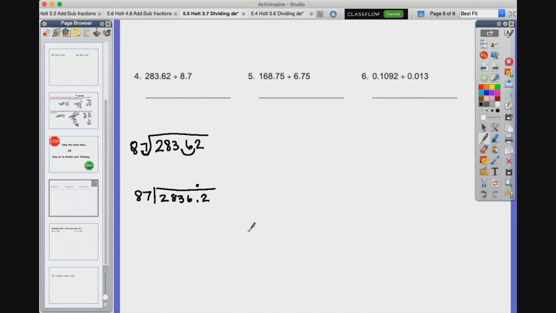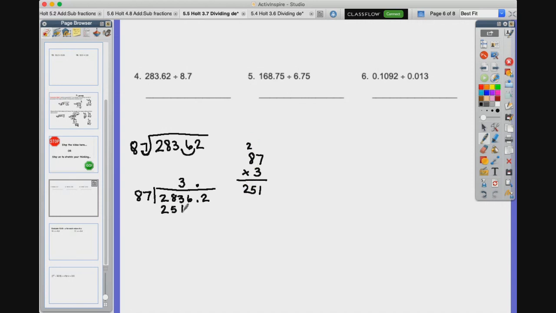And so now I just bring it up like I would normally bring it up to solve my other equations. So 87 goes into 2. It doesn't. 87 goes into 28. It still doesn't. 87 goes into 283. How many times? I'm going to say about 3, maybe. We're going to see. So 87 times 3 is 21. 24, 25.